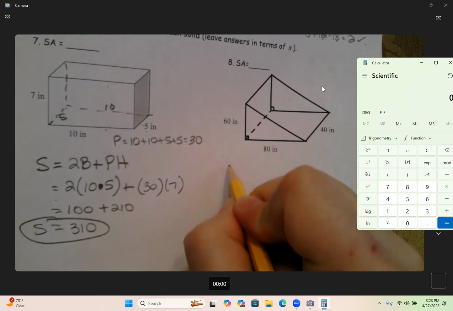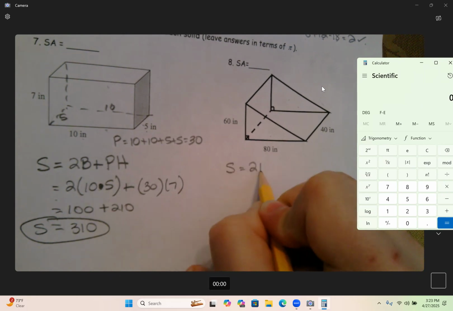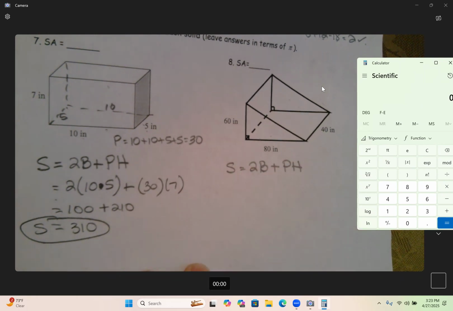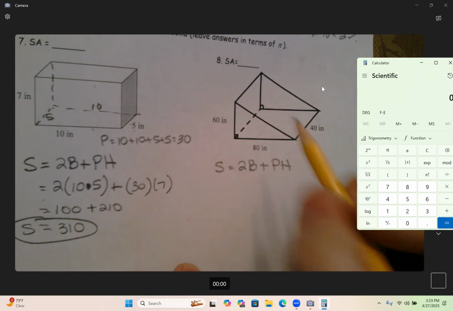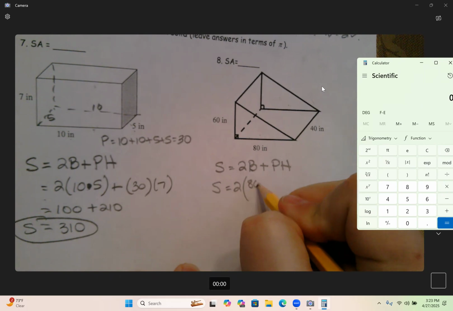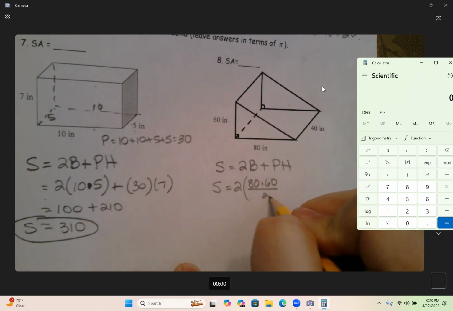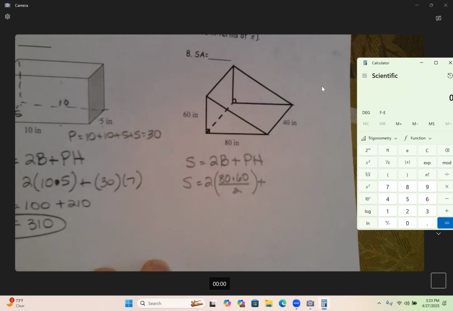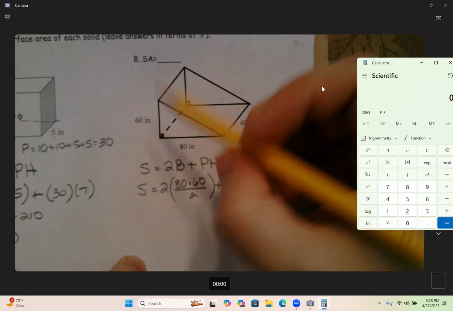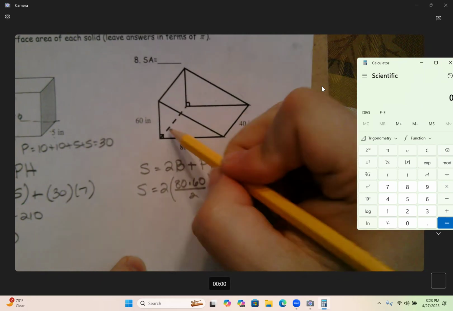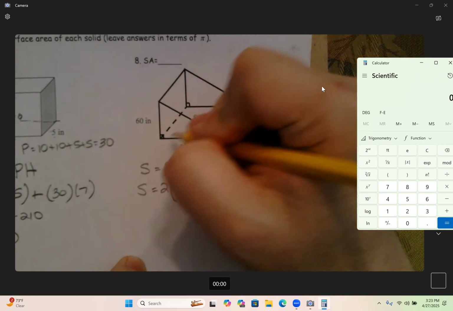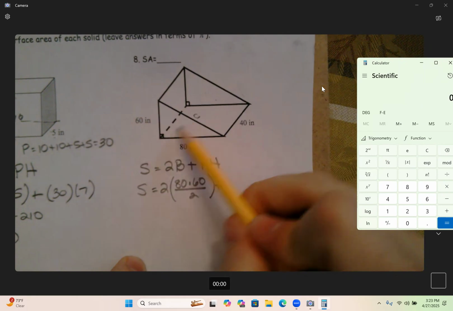Now, remember, it's still a prism, so we're going to use the same exact formula, twice the base area plus the perimeter of the base times the height. So base area, this is a triangle. Area of a triangle is base times height divided by 2. 80 times 60 divided by 2. Okay, now this time we have a little bit of a problem. I don't know all three sides of this right triangle here, but it is a right triangle, which means we can use the Pythagorean theorem. So I'm going to call this side C because it's directly across from the right angle.